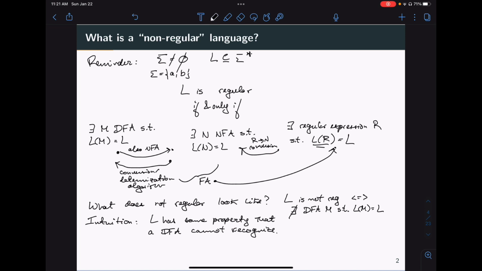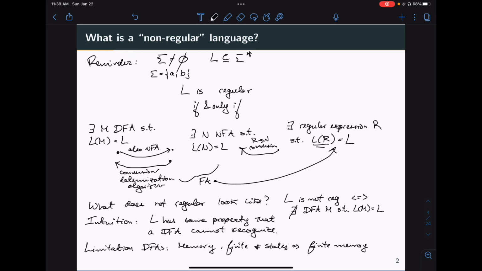And this property, in fact, has exactly to do with the fact that DFAs are finite automata. And so the limitation of DFAs is their memory, right? A DFA has a finite number of states, okay? So it can remember a finite amount of things. So it has a finite number of states, which means that it has a finite memory. So this might still be very hand wavy.